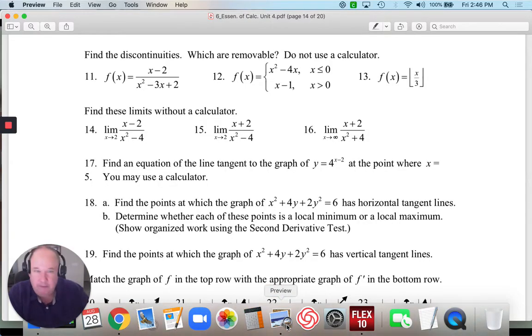Number 12. In number 12, you have a piecewise function. So where are there any discontinuities? Each piece is a polynomial, so each one by itself is continuous. So I just need to check where it breaks into two pieces. So I need to know the limit as x approaches 0 from the right. I'll show you what I'm writing down in a second. The limit as x approaches 0 from the left. This is what I'm writing down.